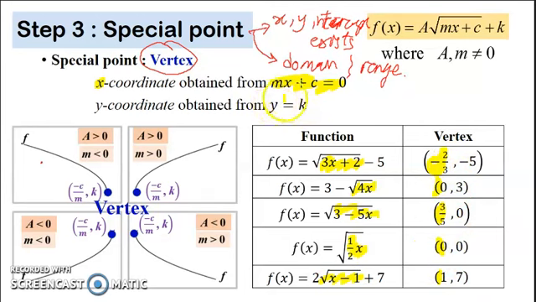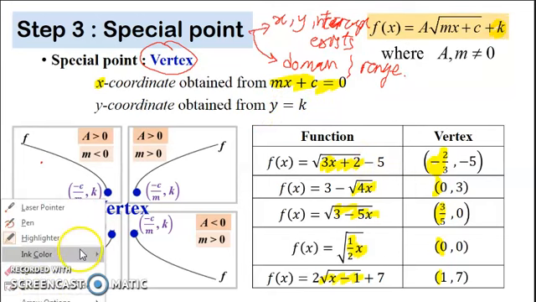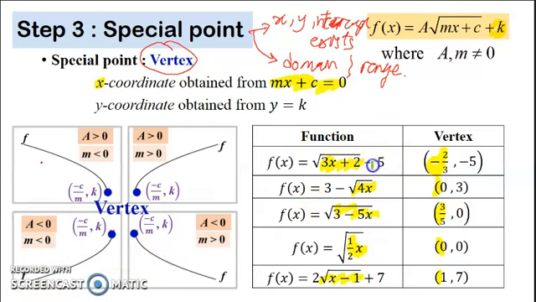Whereas the y coordinate for the vertex just refers to the constant k. The constant k is just this constant that I highlighted in green. For those that do not show any constant, that means it is plus 0. So you see 0 there. So this is how we get the answer.